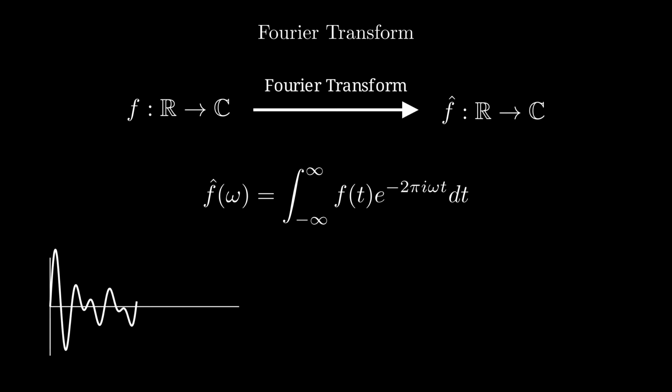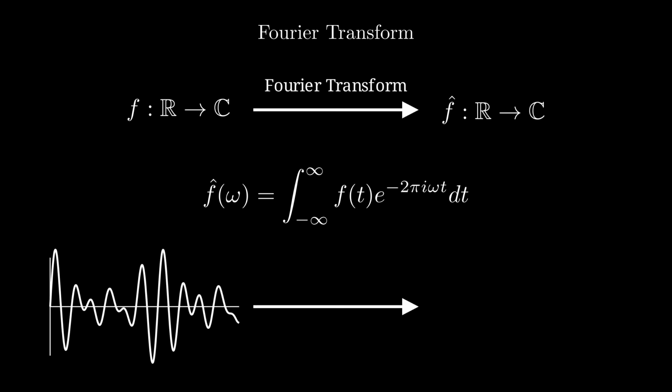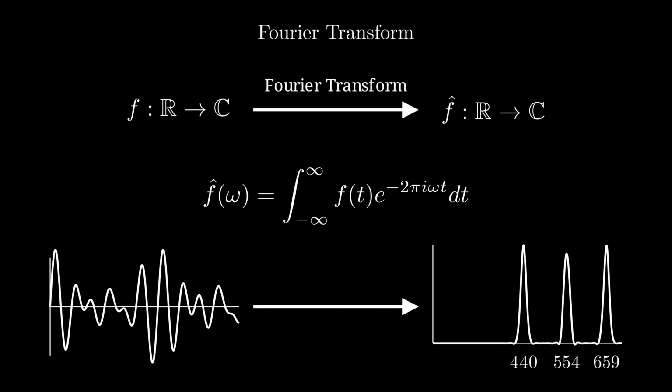Taking f, a function of time, and applying the Fourier transform, we get f hat, a function of frequency. The peaks correspond to the frequencies which are present in the original signal. If we took the peak frequencies and played them together, we would get the original signal back.